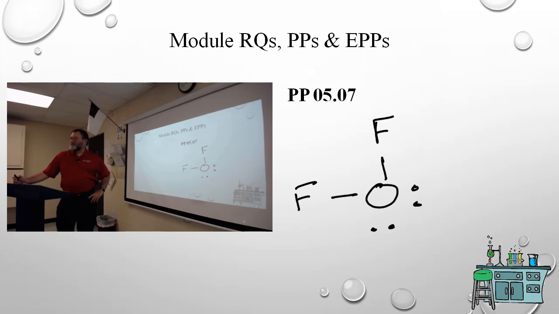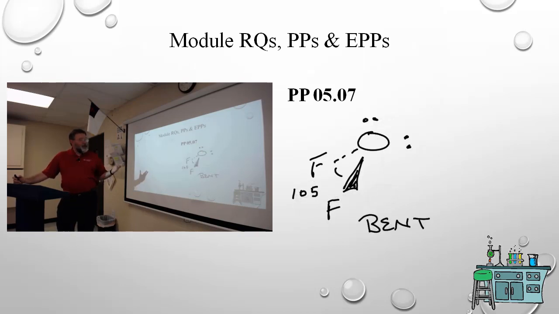Oxygen's column 6, fluorine's column 7. It needs 1. Oxygen's looking for 2. Boom, that's how it does. That's how it does it. And we create the bent molecule with 105 degrees. Very good.